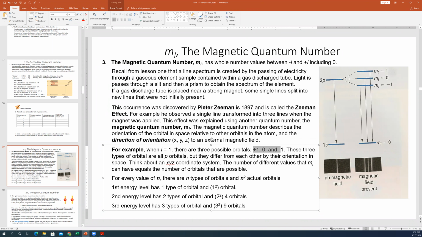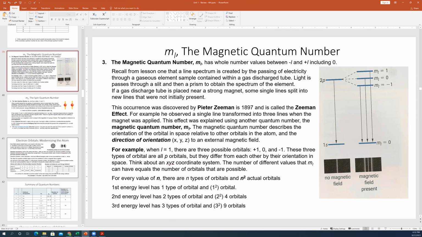So for every value of n, there are n types of orbitals and n squared actual orbitals. So for the first energy level, 1 type of orbital exists, and 1 squared orbital. So again, this arrives at 1. For the second energy level, there are 2 types of orbital and 2 squared overall orbitals, so 4 orbitals. What do I mean by that?